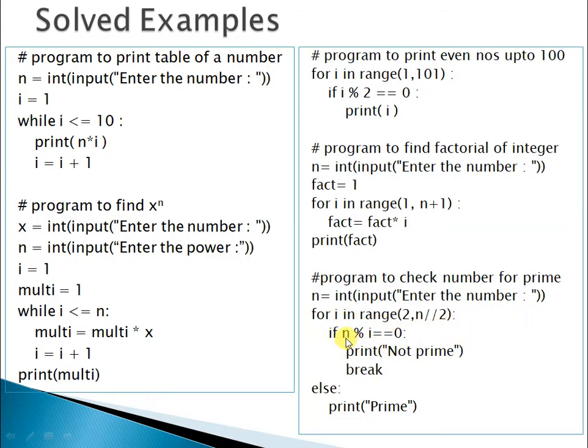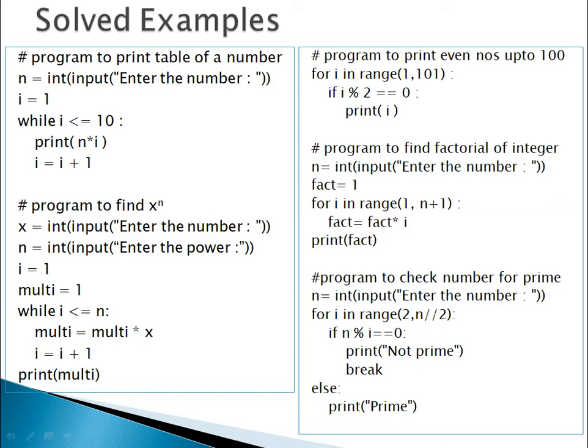So you will divide the value n by each value of i, n mod i, where n is the value to be checked. If it is divisible by any number between 2 to n by 2, that means it is not prime. If it has been divided by a number, that means it is not prime. Then there is no need to divide it by the remaining numbers.